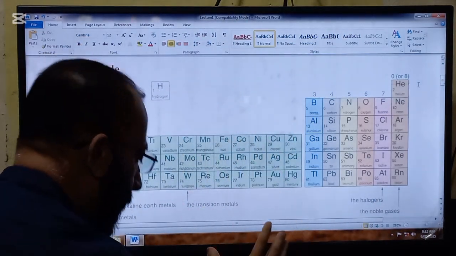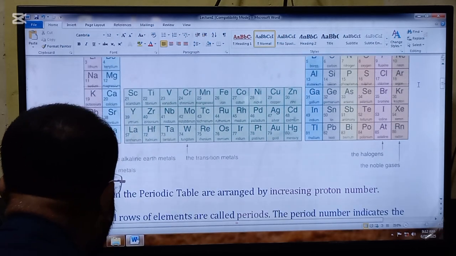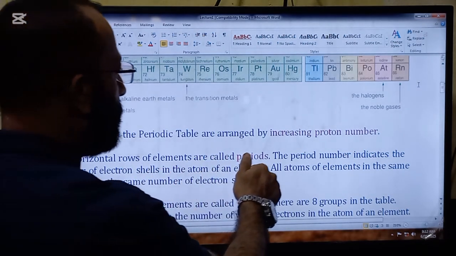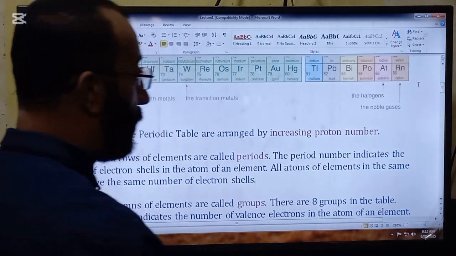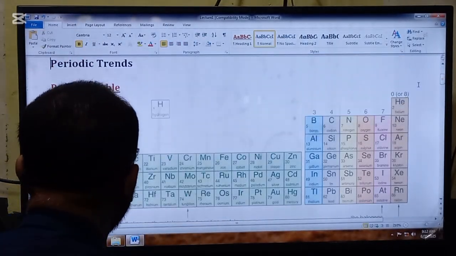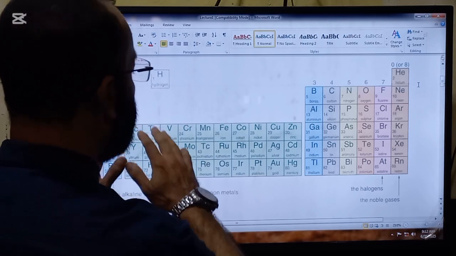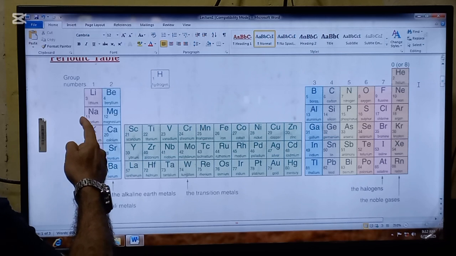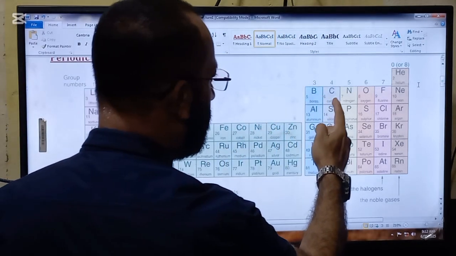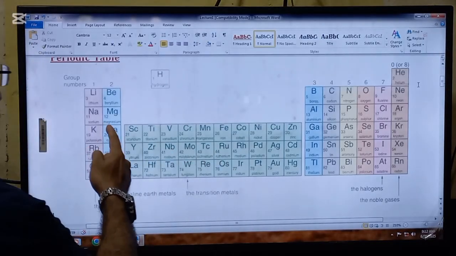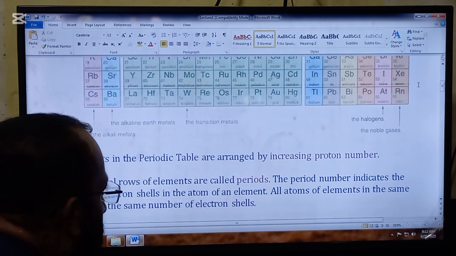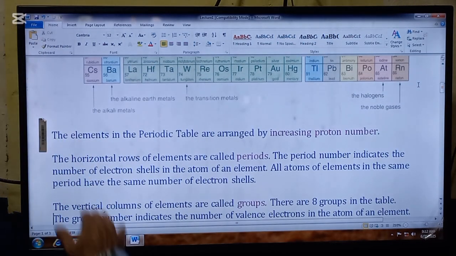So this was a general overview of the periodic table, and now we are going to read that the elements in the periodic table are arranged by increasing proton number. So this is the first point which you have to remember and learn, that elements in the periodic table are arranged with respect to increasing proton number. So if you can see 3, 4, 5, 6, 7, 8, 9, 10, 11, 12, 13, 14, elements are arranged in respect of increasing proton numbers. This is the first very important point which you have to understand and learn.